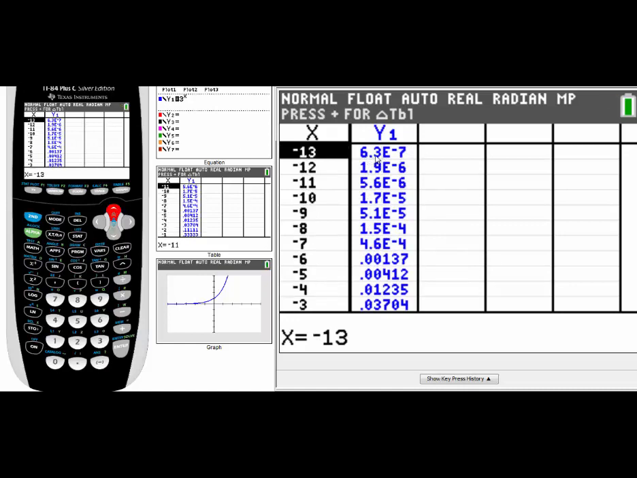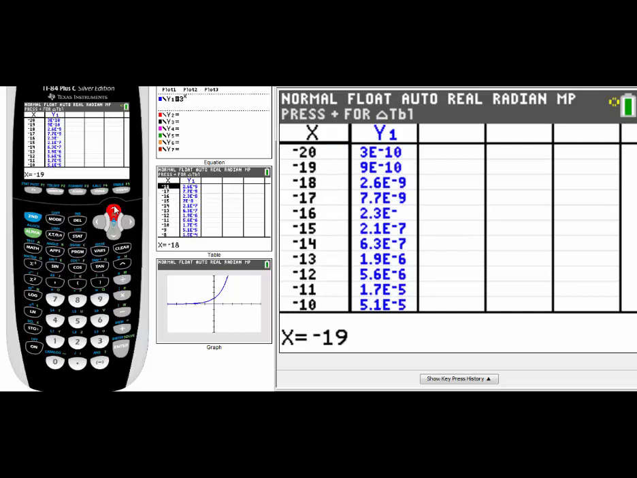This means 6.3 times 10 to the -7. So that's a 6 and a 3 with 6 zeros in front of it and then a decimal spot. And if you keep scrolling, you can just see that these get closer and closer and closer to 0. Now at some point our calculator might have to actually say, okay, I give up, it is 0, but you have to remember that it's getting closer but never touching or crossing at 0.